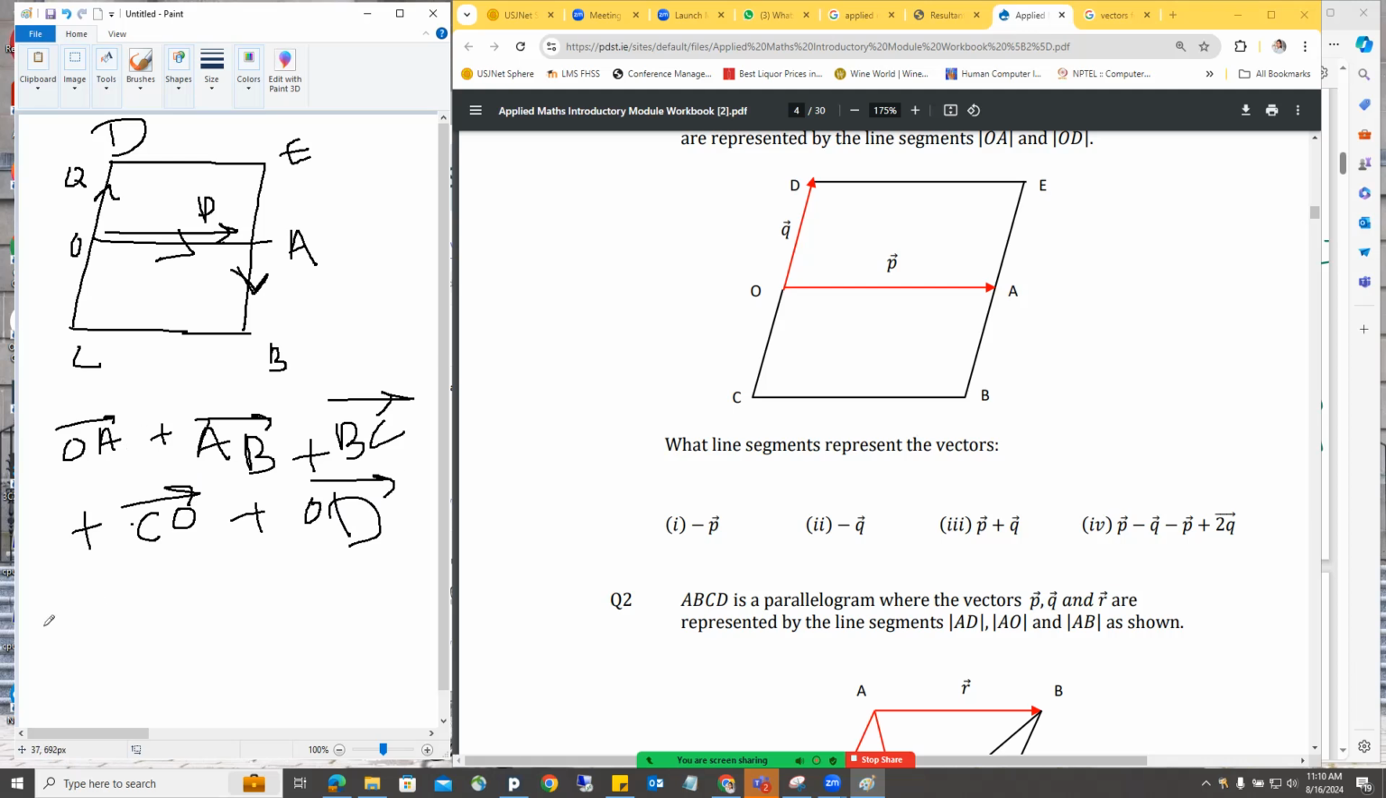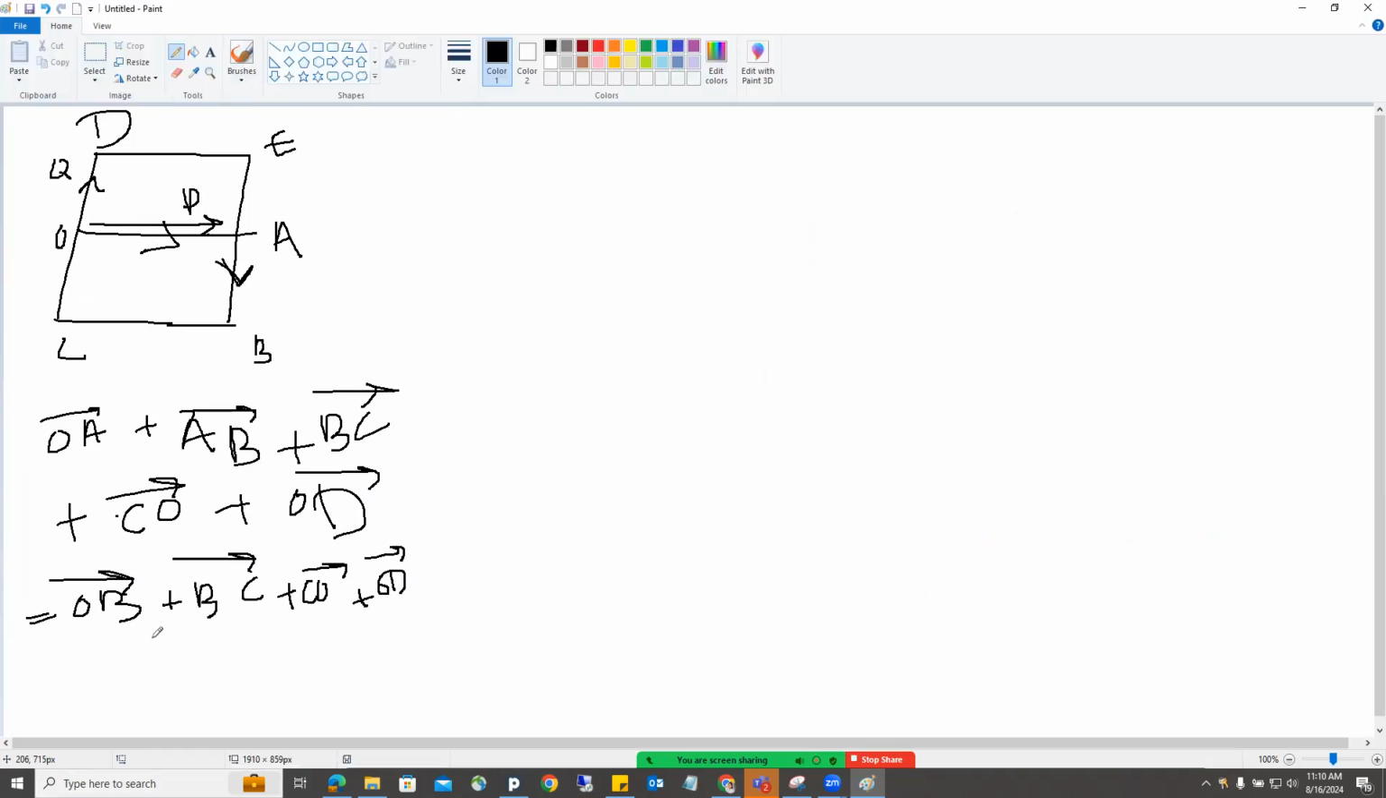Now if you work with these vectors, OA plus AB means OB, then OB plus BC plus CO plus OD. Now the next line, OB plus BC means OC. OC plus CO plus OD, right?